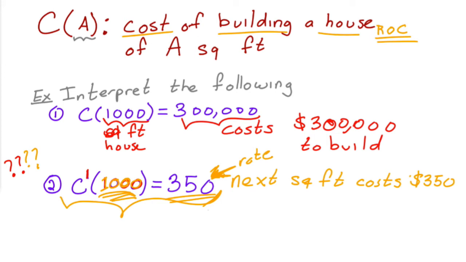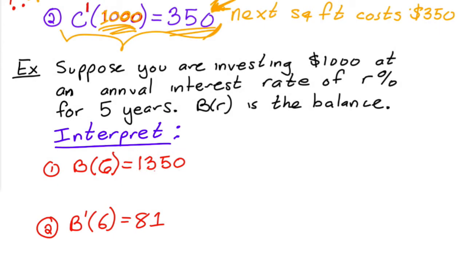So hopefully that makes sense. Okay, so let's do another example. Let's suppose we're investing $1,000 at an annual interest rate of R%, so this is variable, for a fixed time of 5 years. And B of R is the balance. So we plug in an interest rate percentage, and this is going to give us the balance that those $1,000 are worth after 5 years.